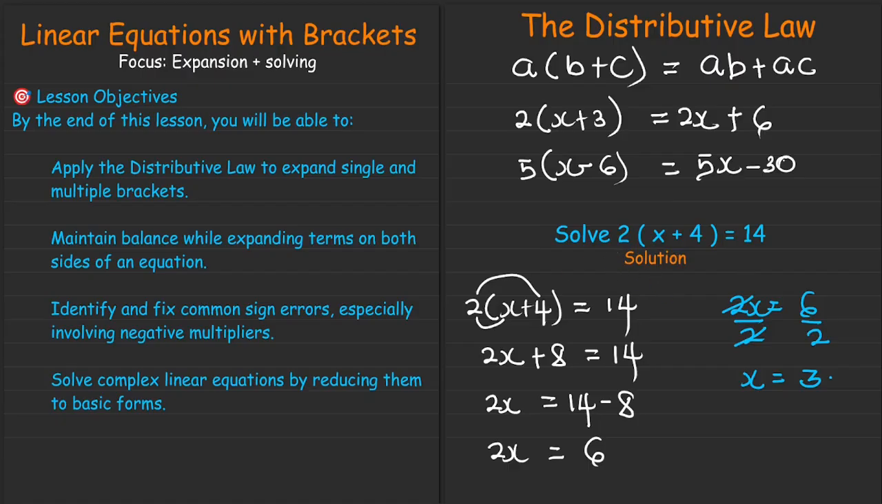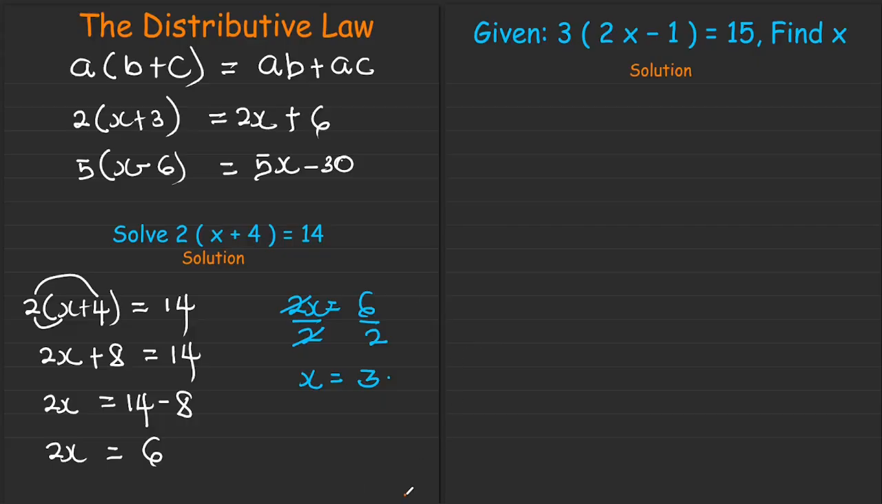Let's look at another example. So for this second question we have here, it also has just one bracket. We'll look at other examples that might have 2 brackets in the subsequent questions. So it says 3 into bracket 2x minus 1 is equal to 15. And we want the value of x.